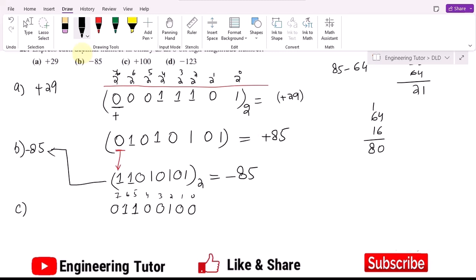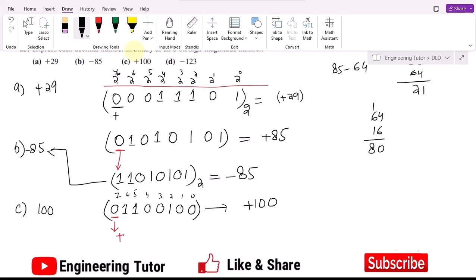Okay, so this is for plus 100. As the number here is already plus 100, that is the binary equivalent, because now you can see that this bit is 0. So 0 means positive number, so that is for plus 100. Okay, so now let me solve this minus 123.